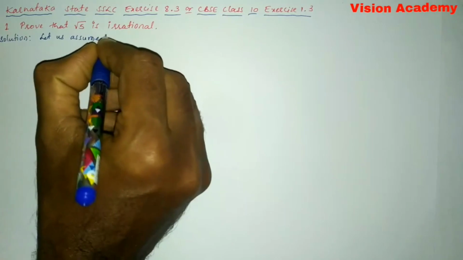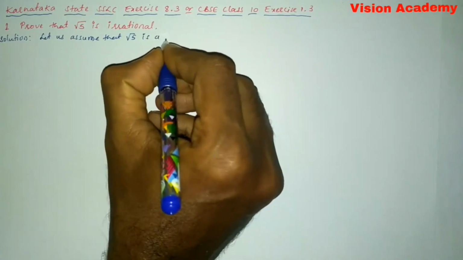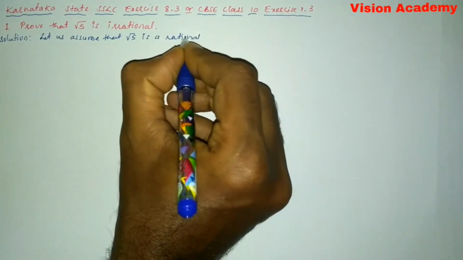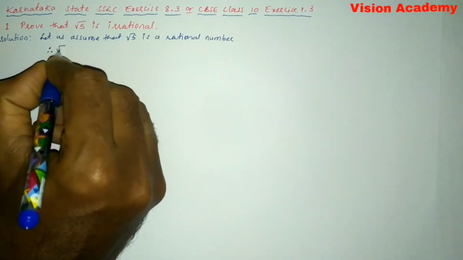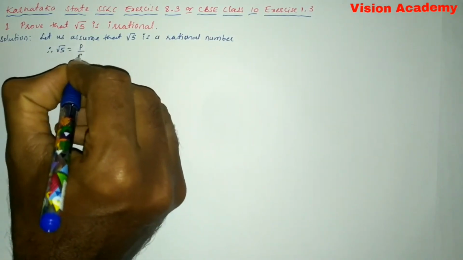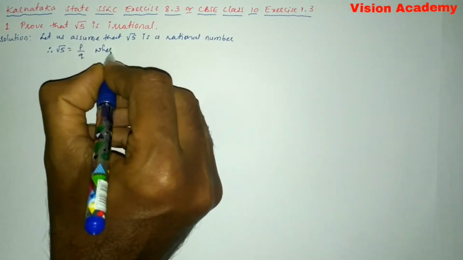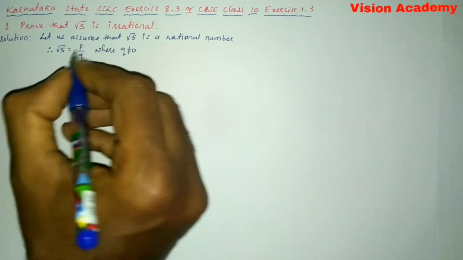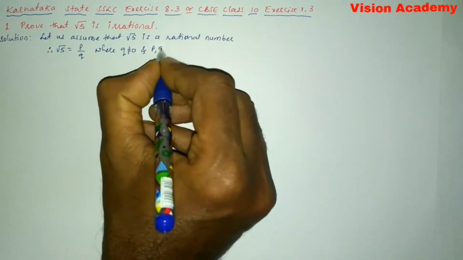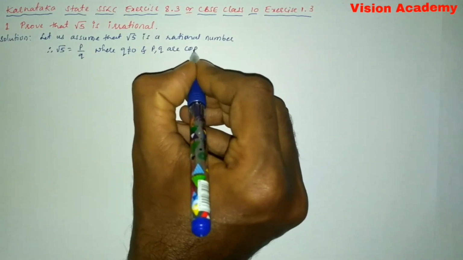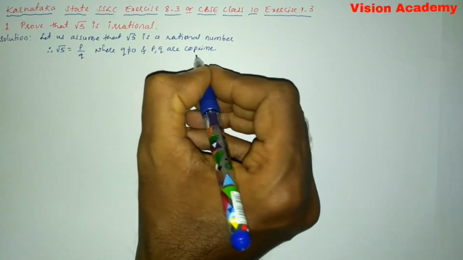Here we'll write: let us assume that square root of 5 is a rational number. Therefore, square root of 5 can be written in p by q form. That is, square root of 5 is equal to p by q, where q is not equal to 0. If it is equal to 0, then it will become infinite. And p, q are co-prime. Co-prime means the numbers whose HCF is 1.